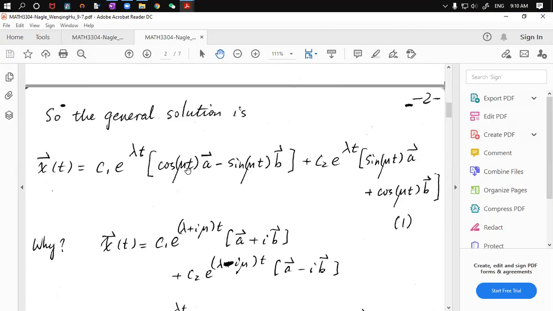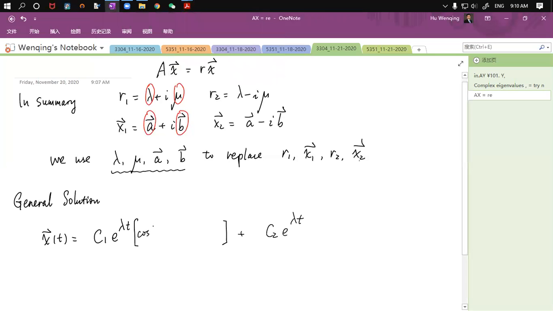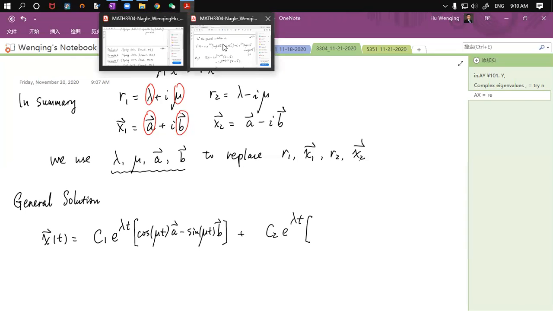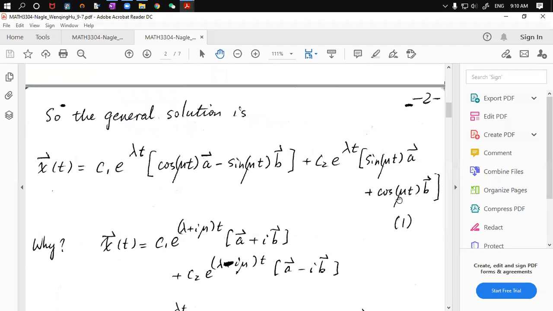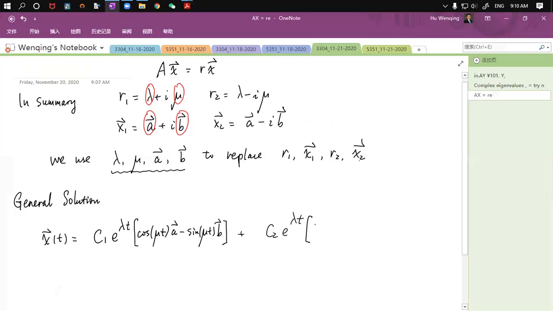Well, you're going to have cosine mu t and sine mu t with A and B. So that's going to be cosine of mu t multiplied by A minus sine of mu t multiplied by B. That's the general case. But for the C2, you're going to have another copy, which is sine mu t of A plus cosine mu t of B. Okay, so now this is an equation.